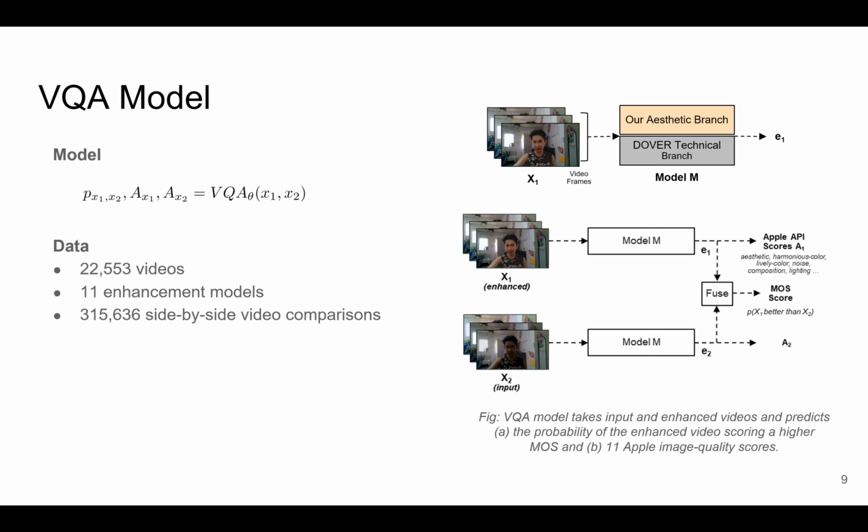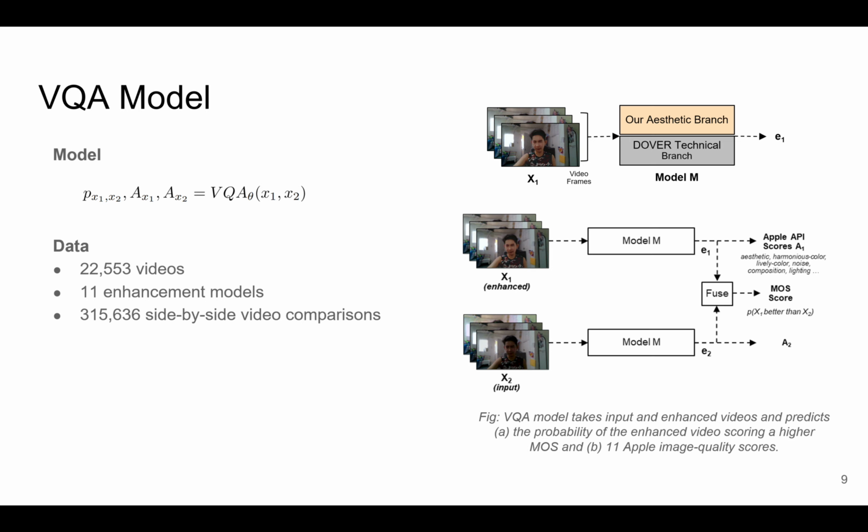Okay, now on to the VQA model that we provided. We give a pre-trained Siamese model that, given a pair of videos x1 and x2, predicts the probability of x1 being preferred over x2 in a P910 study. We noticed that Dover is a good candidate for an assessment model but performs poorly on our domain of data.